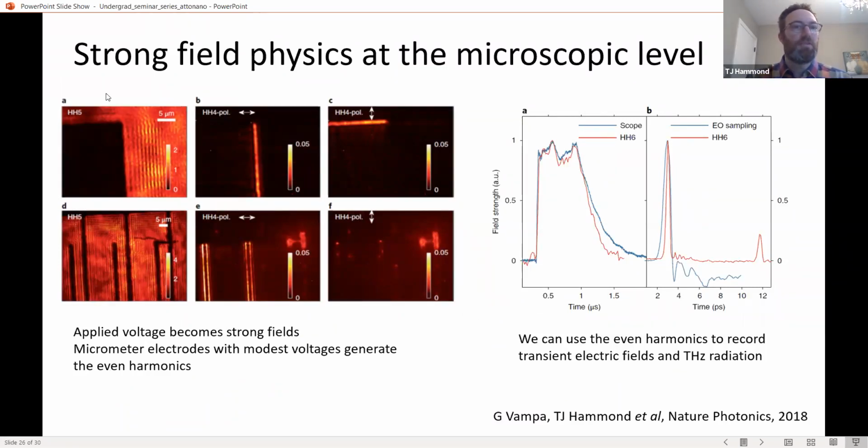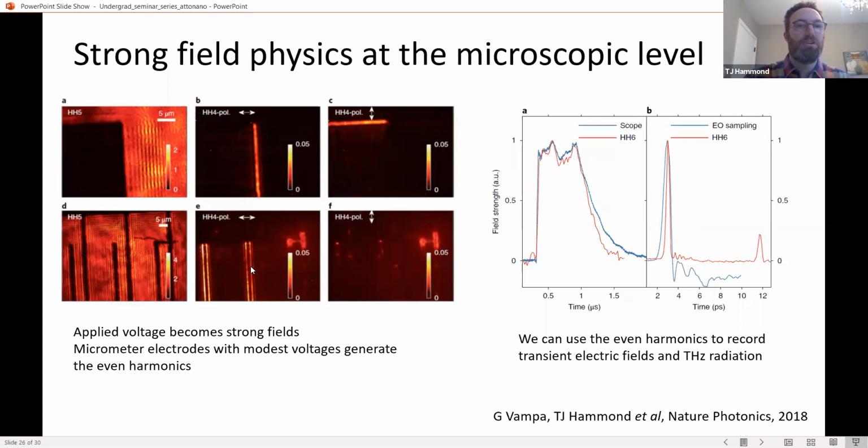If we look at the fifth harmonic, we can see there's some noise here, or sorry, this was an edge of something. We can generate the fourth harmonic right along the edge, depending on the polarization. When we have electrodes here, the fifth harmonic shows the outline of these electrodes, but the fourth harmonic actually illuminates them. So looking at these high harmonics, we can see there's a polarization sensitivity.